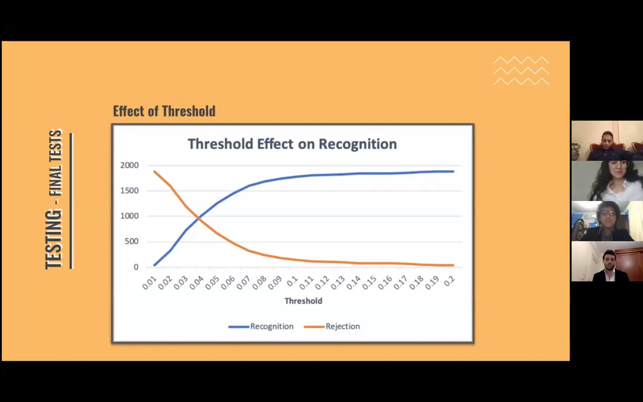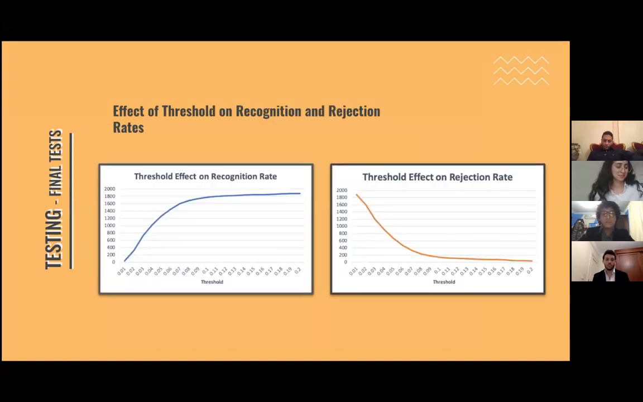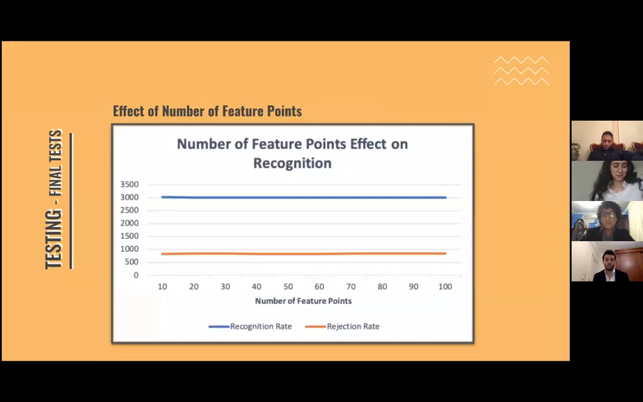The larger dataset gave us a clearer yet similar idea about the effect of the threshold on the recognition. As we can see in the below two graphs, the threshold increases the recognition rate until it reaches a steadiness point, and the same effect, but in an opposite way, is applied on the rejection rate. The effect of the number of feature points on the recognition is shown in this graph. This graph shows our methodology's efficiency, having the recognition rate significantly more than the rejection rate, considering the number of feature points.